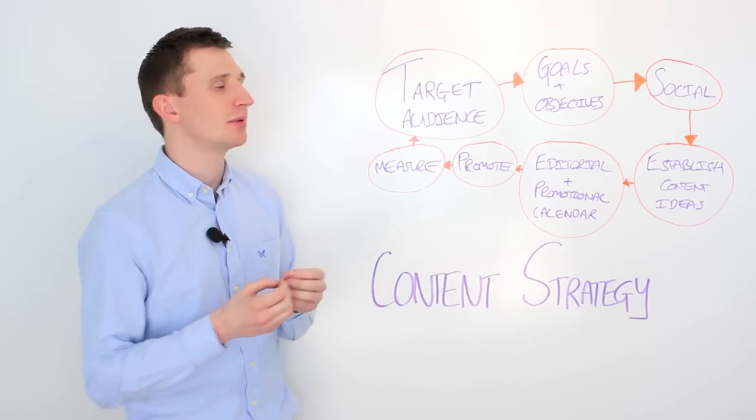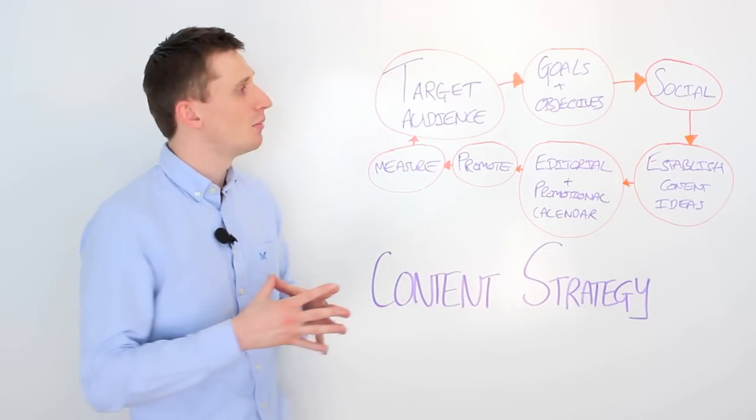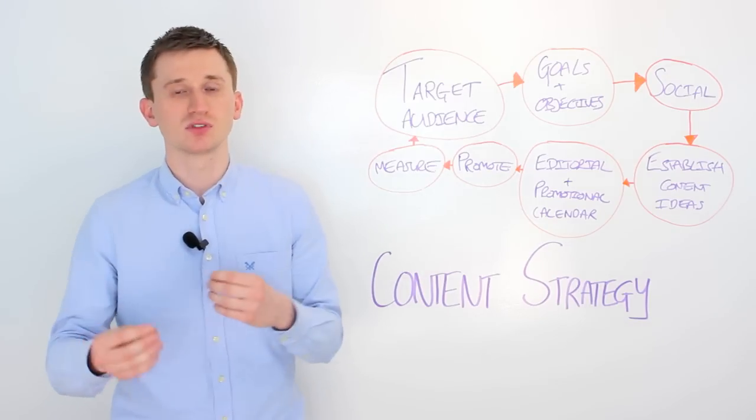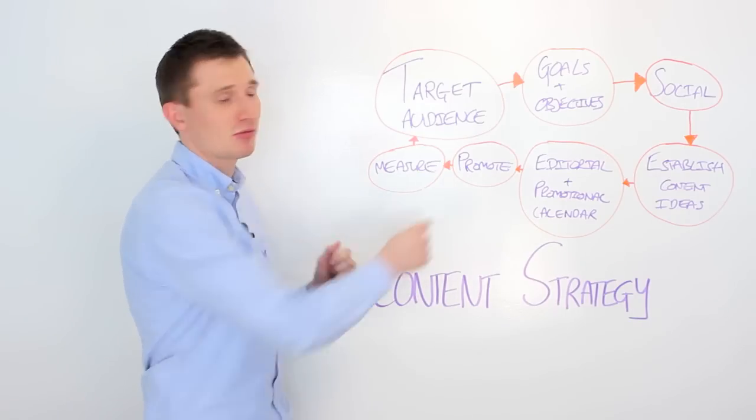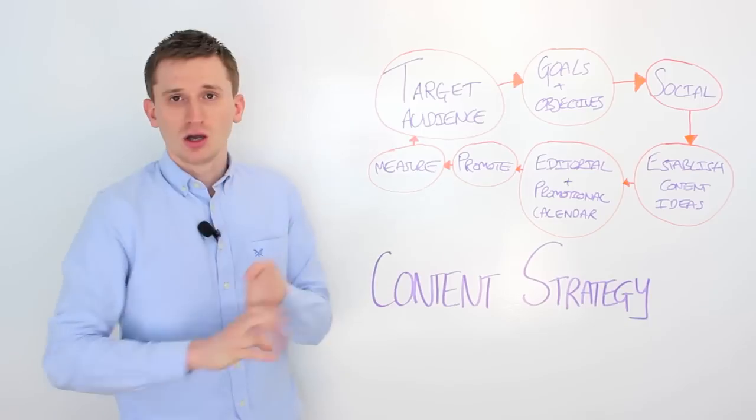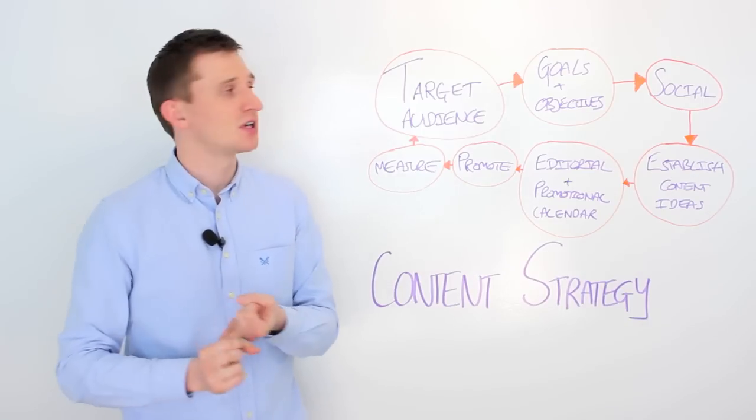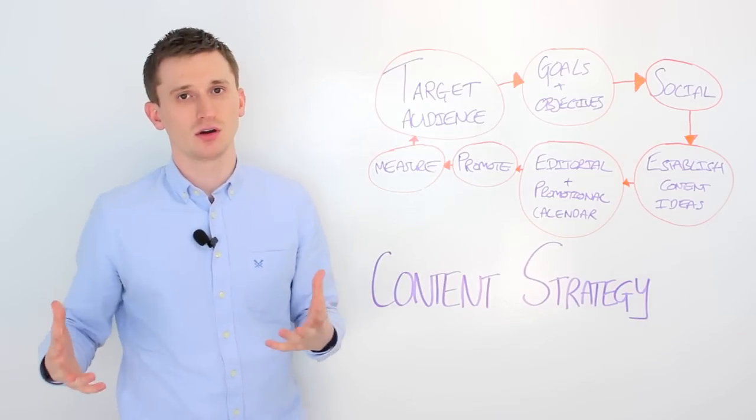One of the key things that you want to be getting out of this process is to build up your own community of followers, but also to start engaging with key influencers in those communities. And this will help massively when it comes to the promotional aspects of your strategy. So, you know who you're targeting, you've got your goals and objectives, you're active on social, now it's time to start establishing those content ideas.